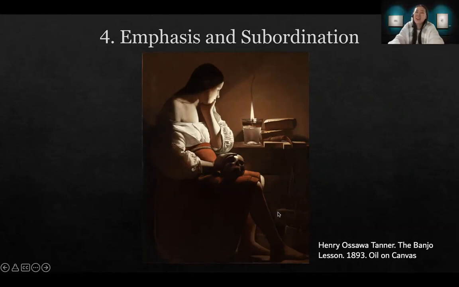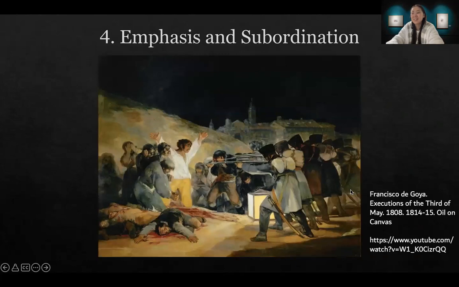So the dark area can be the subordination part. Very good, everyone. All right, how about this one? Which area is emphasis and which area is the subordination?